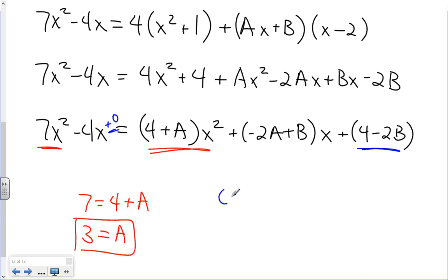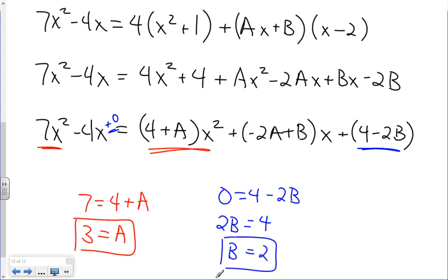That's what this has to be equal to. So 0 is equal to 4 minus 2b. I guess that means 2b, I'll move that over since that makes it positive here, is equal to the 4. Divide by your 2, so b must be equal to 2. There we go. I've got my a and my b.